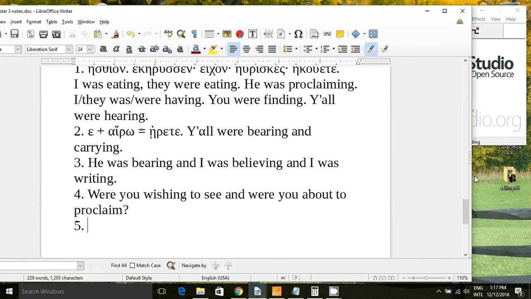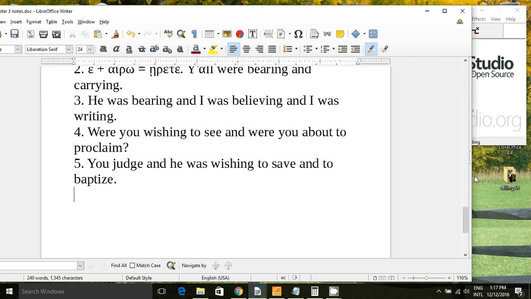Question 5. Krinete kai ethelen sozein kai baptizein. You judge. Now no, krinete, that's present tense. There's no epsilon on the front to make it imperfect. You judge, and he was wishing to save and to baptize. So sozein, baptizein, those are infinitives, completing the idea of wishing.